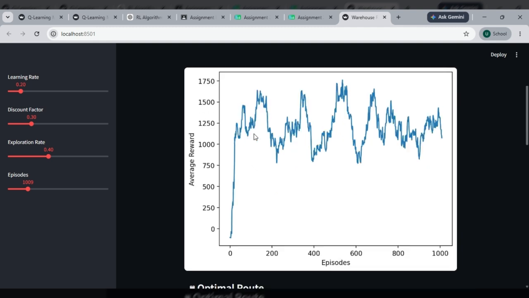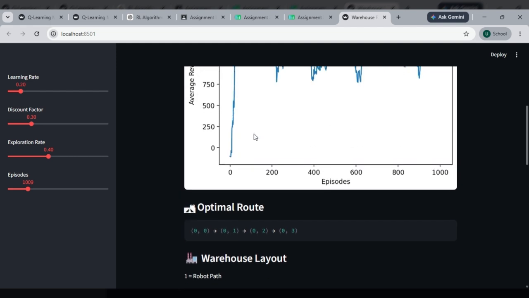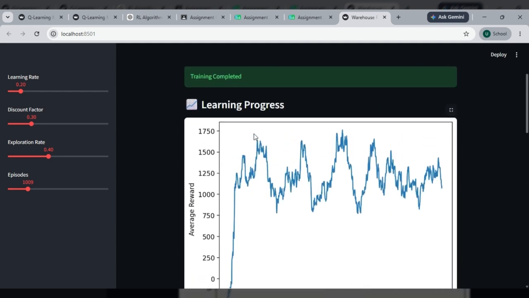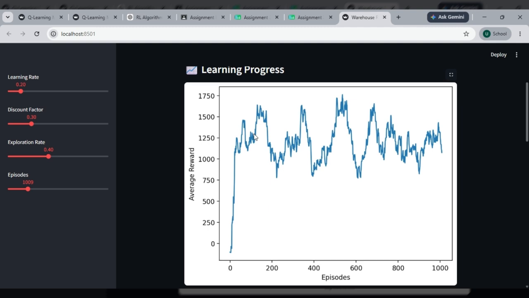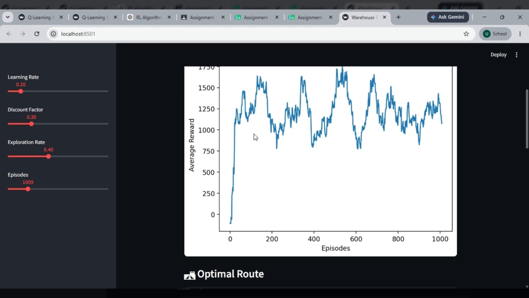Next one, the learning progress graph. This is the learning progress graph. After training is completed, a learning progress graph is displayed. This graph shows how the average rewards change during the training process. At the beginning, the rewards are relatively low because the robot frequently makes mistakes. As training progresses, the rewards increase, indicating that the robot is learning more efficient navigation strategies. The overall trend of the graph demonstrates successful training.